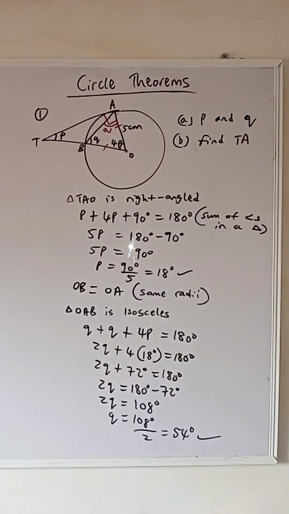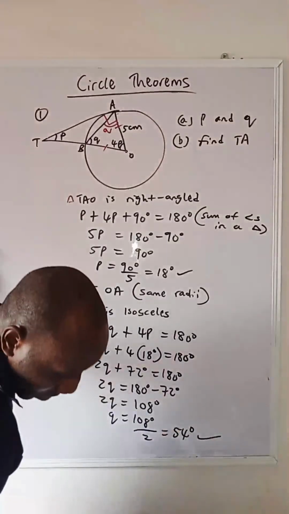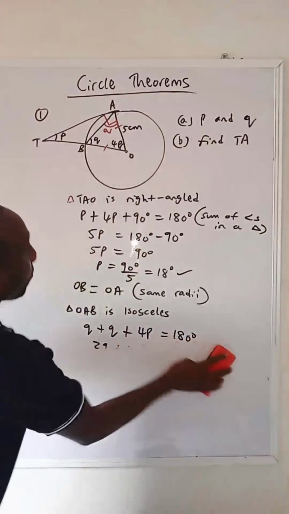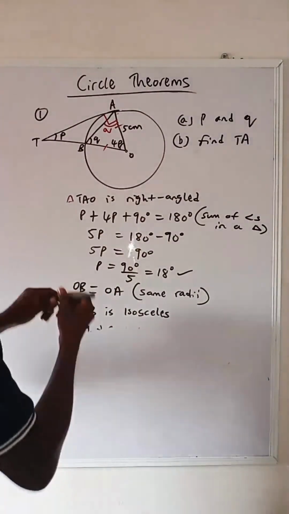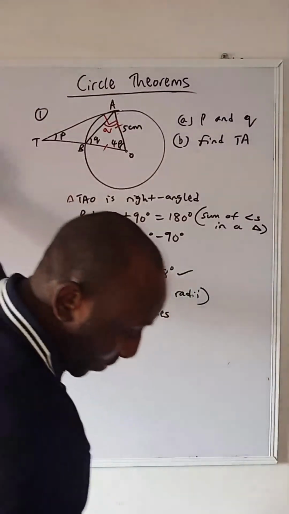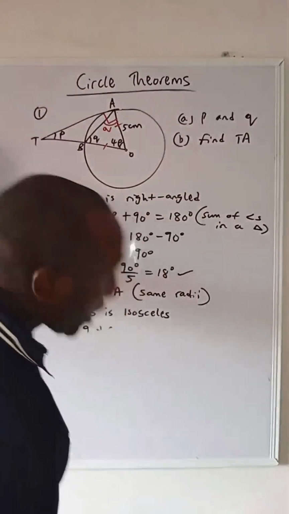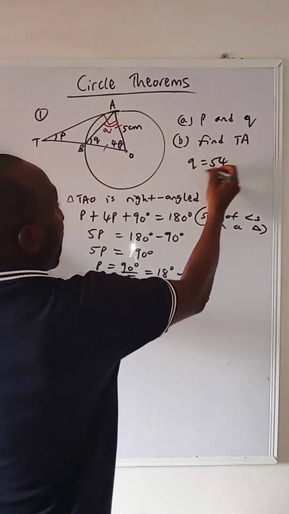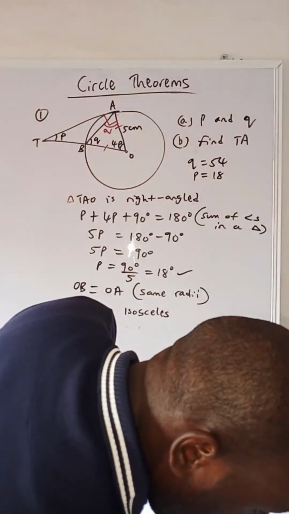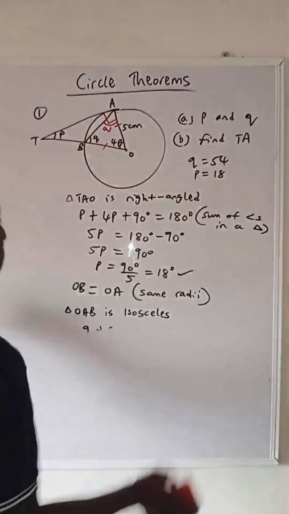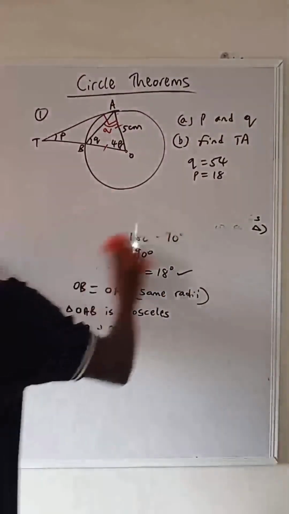Okay, let me take this off. Oh, let me not forget. What did you get as Q again? Q is 54, right? And what's P? P is 18. Right? Okay, good. So let me bring out this triangle so you see what I'm doing clearly.